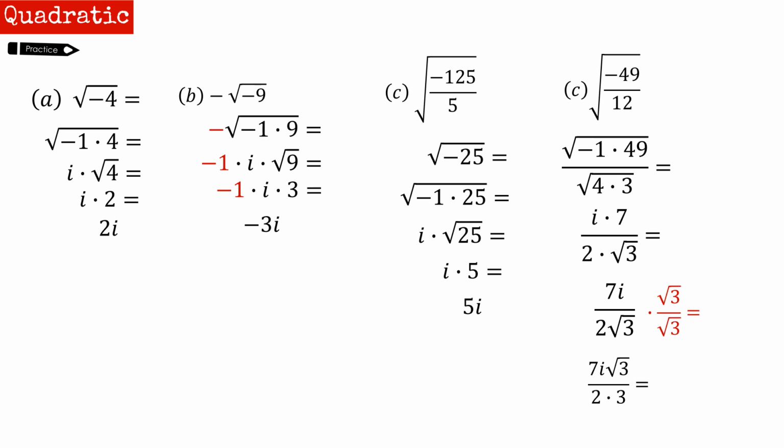How did I get the 3 on the bottom? Well, the square root of 3 times the square root of 3 is the square root of 9, and the square root of 9 is 3. Simplify it one more time, and we end up with 7i, the square root of 3 over 6.